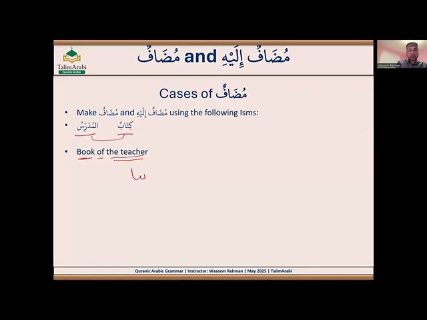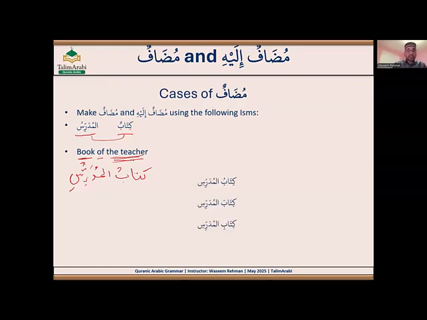So book, or kitabun, should be light. So drop the tanween. Kitabun would become kitab. And there is no al. So that's good. The second rule is already fulfilled. And al mudarrisu, we have to make it mudafun ilayhi. So mudafun ilayhi must be in jar status. So al mudarrisu will become Al-Mudarrisi. So Kitabul Mudarrisi or Kitabu al-Mudarrisi. You can read it in any form. All right. So that's the mudafun ilayhi.